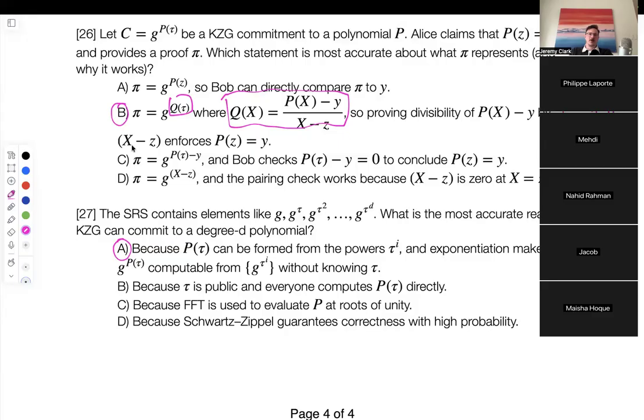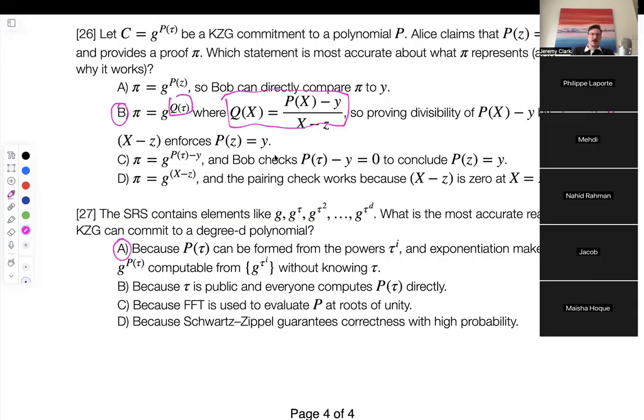These other ones don't work, and they don't really make logical sense. I had to write down some answers that maybe possibly looked right, but we can try and go through them. So pi is g to the p of z. In that case, you actually already have that value. So you have a commitment, which is effectively that as well. And from here, if you get it evaluated at z instead of evaluated at tau, you're not able to figure out whether that's a right value or a wrong value.